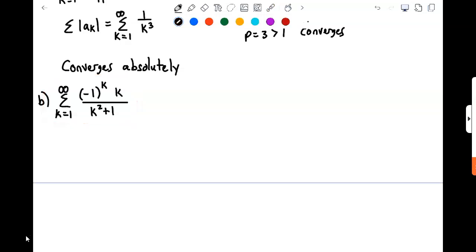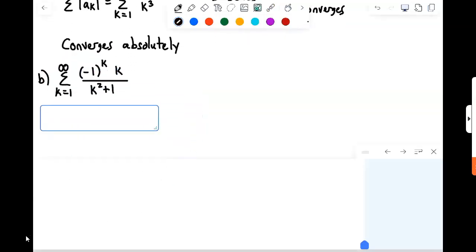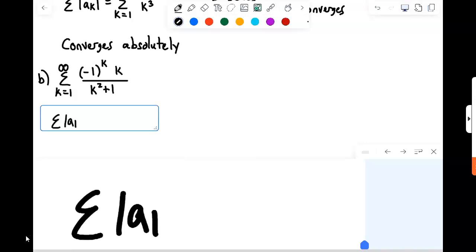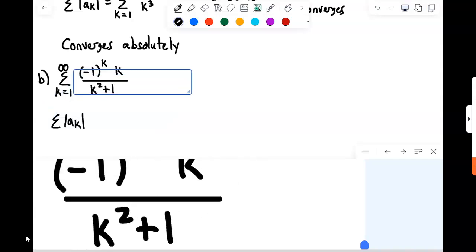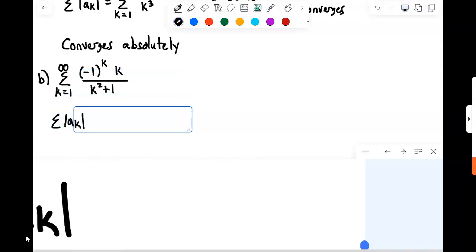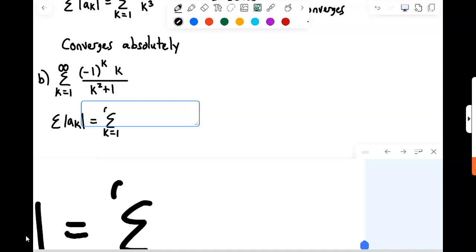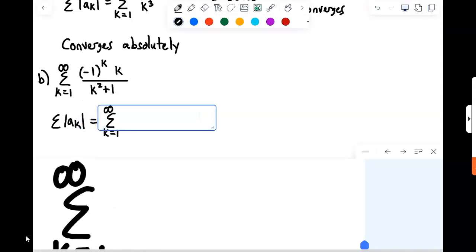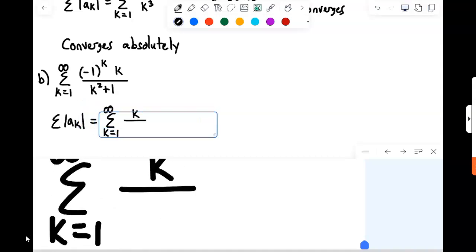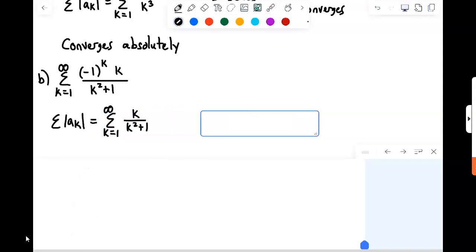So let's look first at the absolute value series, though. Let's look at the absolute value series and check absolute convergence first. Seems like it's probably going to converge for the alternating, but what about the absolute value series? That would be sum as k goes from 1 to infinity of k over k squared plus 1. And we need to check the convergence of this.